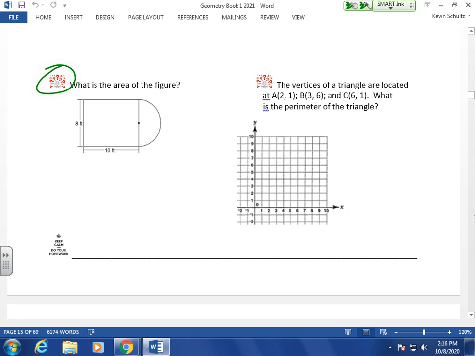Yeah. We have a rectangle, which I'll outline in green. And we know that the formula for the area of a rectangle is base times height, so you'll need to use that. And then what other shapes do we have? We have a semicircle. I'll highlight that in blue. What's the formula for the area of a semicircle?